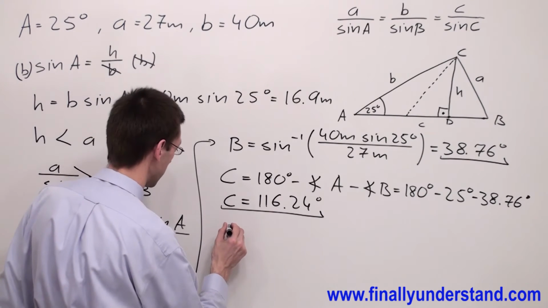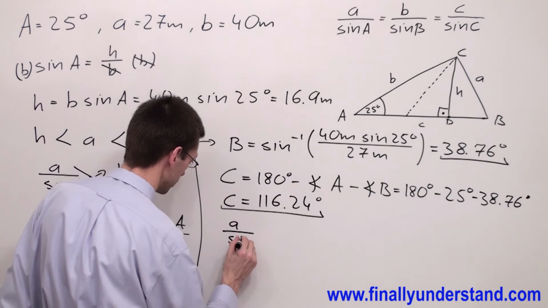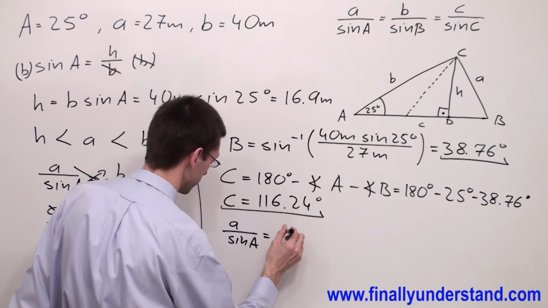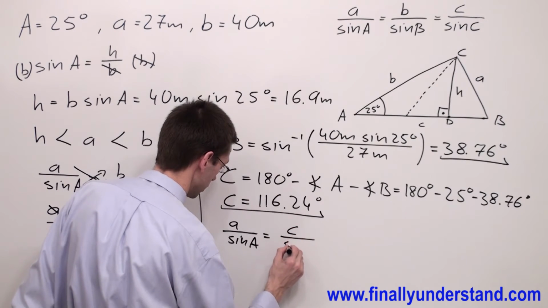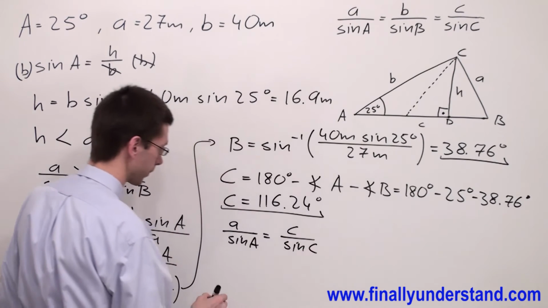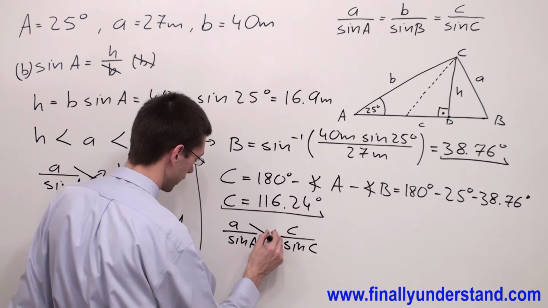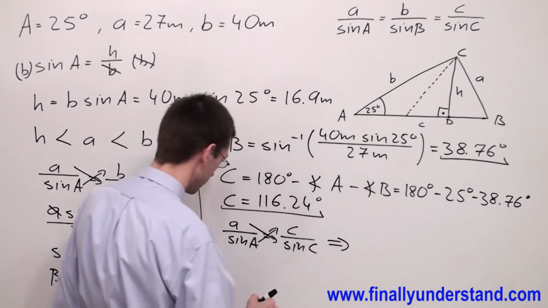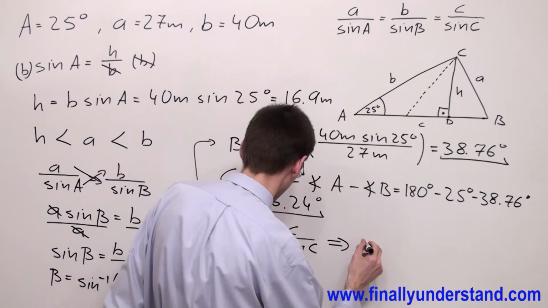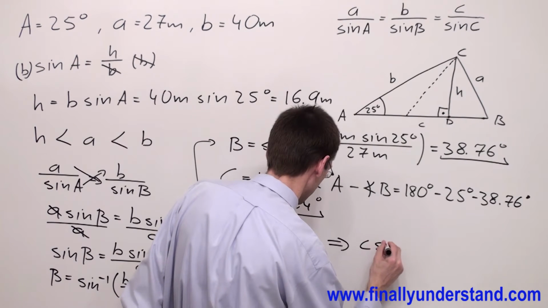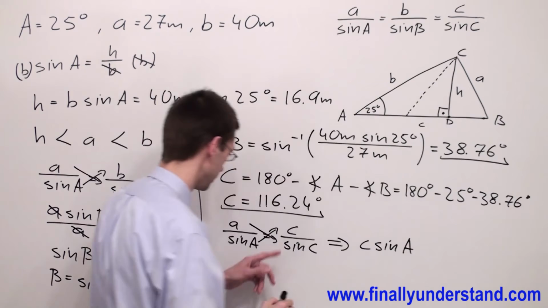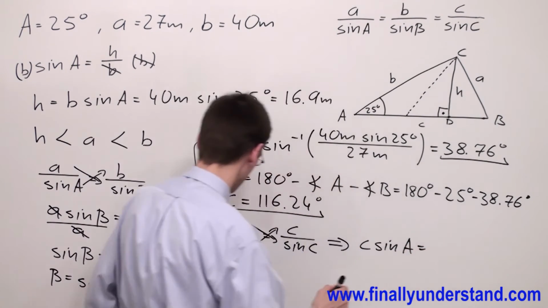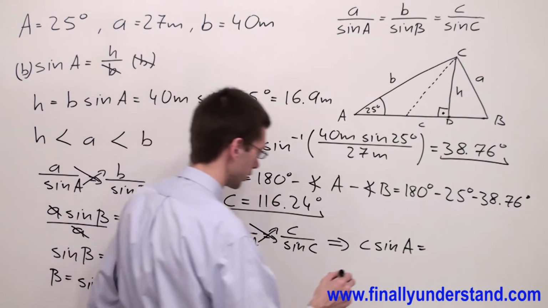So I'm going to write A over sine of A is equal, and I'm supposed to find side C, so C over sine of angle C. I'm supposed to cross multiply, and I'm going to obtain the equation C times sine of angle A is equal to A times sine of angle C.